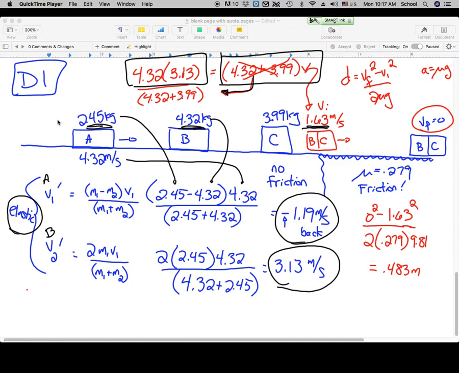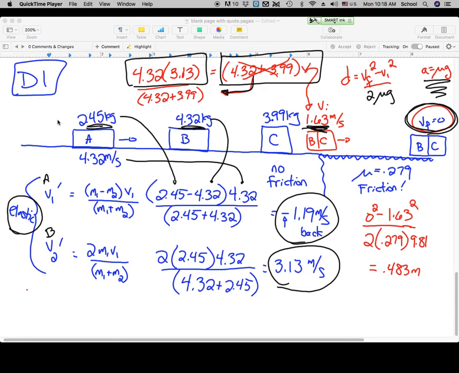Now B and C are stuck together and they're traveling across an area that does have friction. So when it does have friction, we want to know how far it is going to slide. Well, it starts sliding at 1.63 meters per second, and it's going to stop sliding when it goes at 0. To find the distance D, the best equation to use is Vf squared minus Vi squared over 2a. But if friction is my only force, then a is just going to equal mu g, so I can take that a out and sub in mu g.